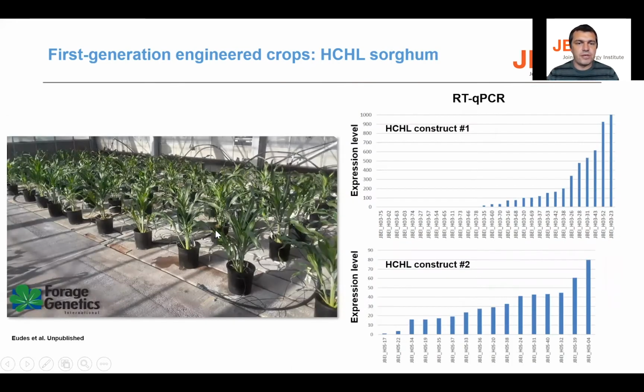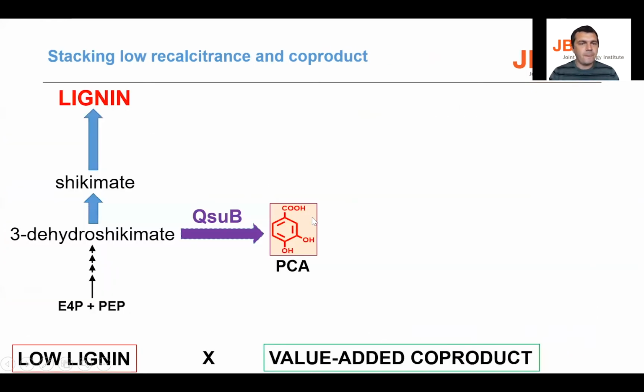And the last crop we transformed with this gene is sorghum. We have two constructs for sorghum, with two different promoters to drive HCHL expression. And you see that we obtained various lines with various expression of the transgene. So we are currently analyzing those plants. So I showed you how the QSUB gene can be introduced in plants, in crops, to reduce lignin, to introduce a low lignin trait in crops.